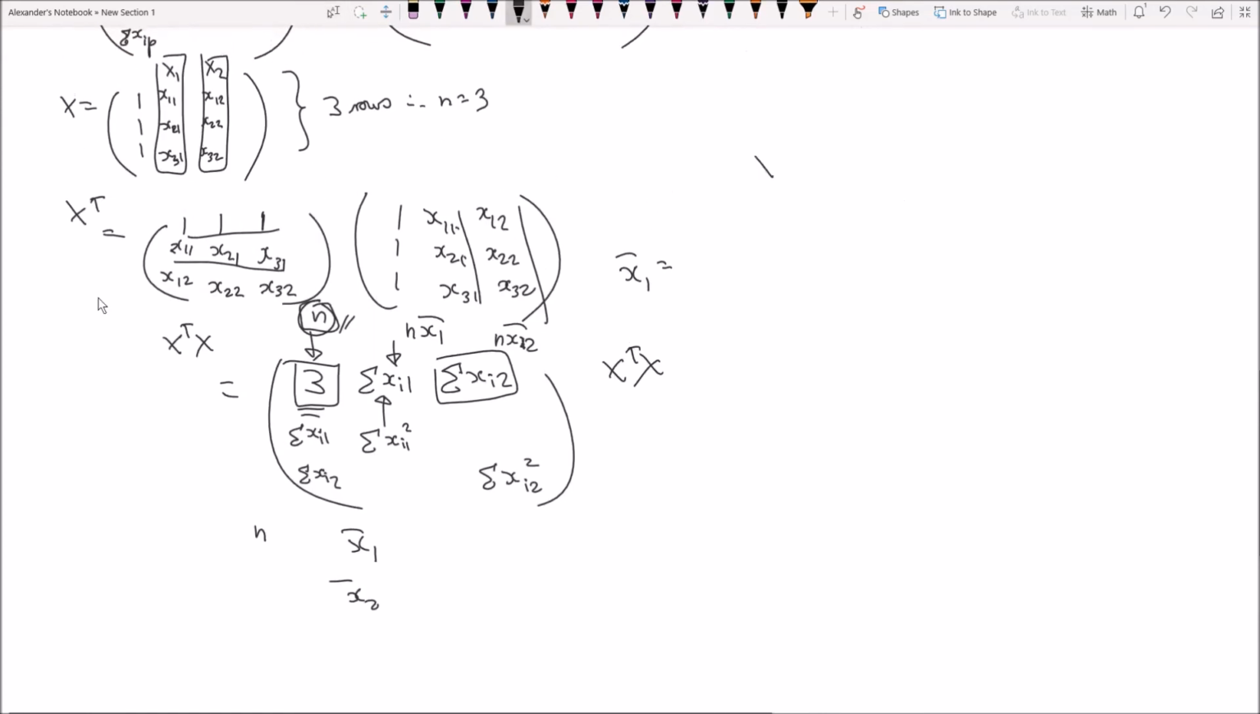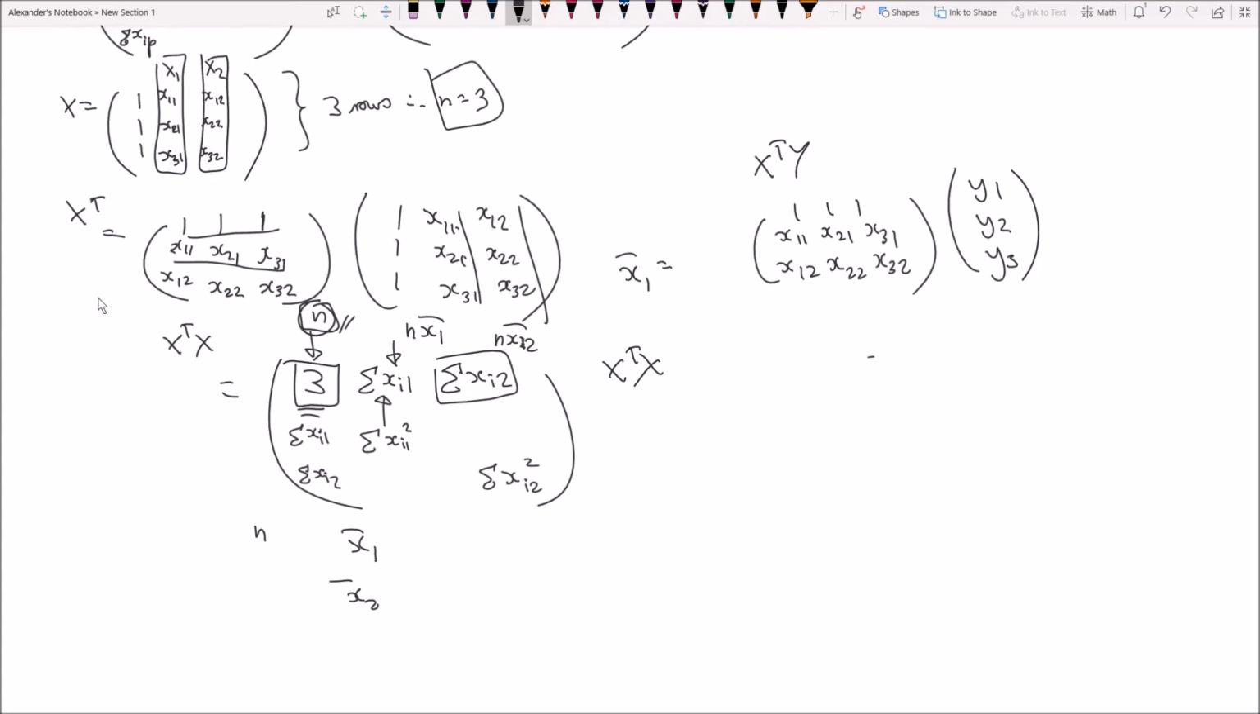Now the matrix X transpose Y. We have already got X transpose here. So it's 1, 1, 1, x11, x21, x31, and x12, x22, x32. And Y. Since we only have n equals 3 samples, we've got Y1, Y2, and Y3. So for X transpose Y, we've got 3 rows times 3 columns, multiplied by a vector with 3 rows and 1 column. So we are left with a vector with 3 rows and 1 column.